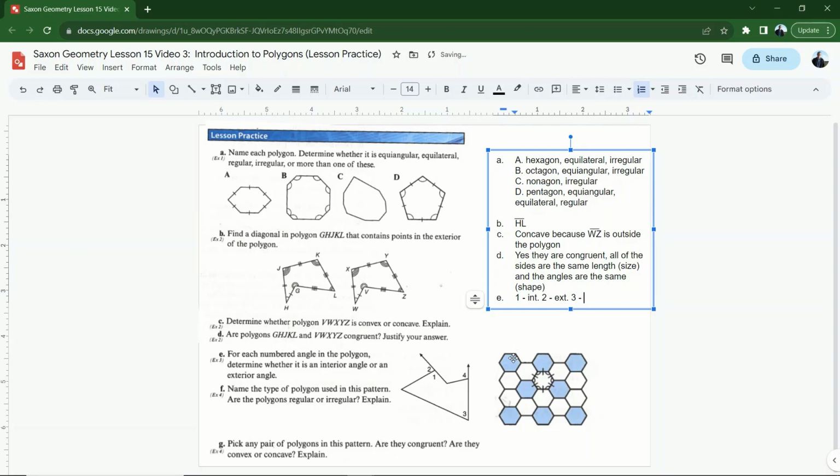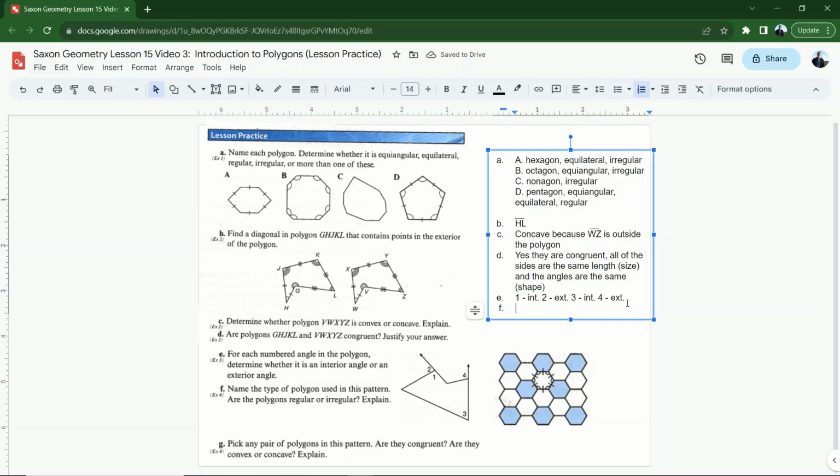3 is internal. It's an internal angle. Because again, it's just 2 sides of the polygon coming together at a vertex. 4, though, is external for the same reason. So 4, external. There we go. All right, let's go on to letter F.